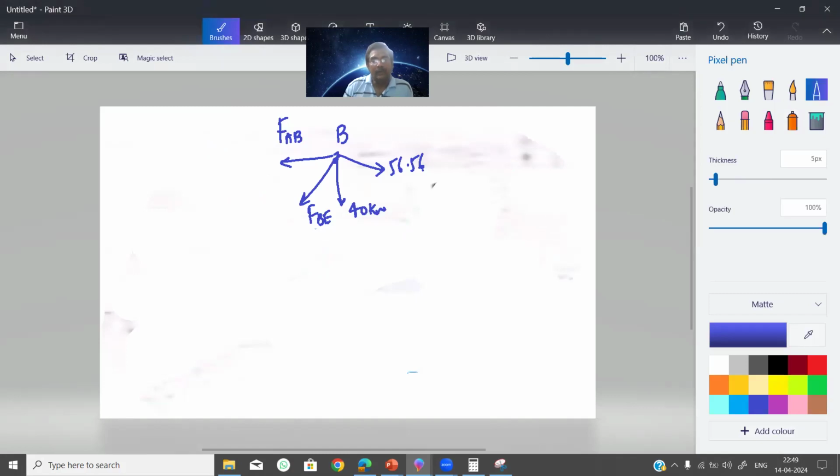Right. Now I will apply sigma fx is equal to 0. That means all the forces on the left hand side is equal to all the forces on right hand side. Right. Now what is the angle actually? Here it is 45 degrees. Here also it will be 45 degrees. Right? So it is better to convert the force into two components. Okay. So I will do with more clarity.